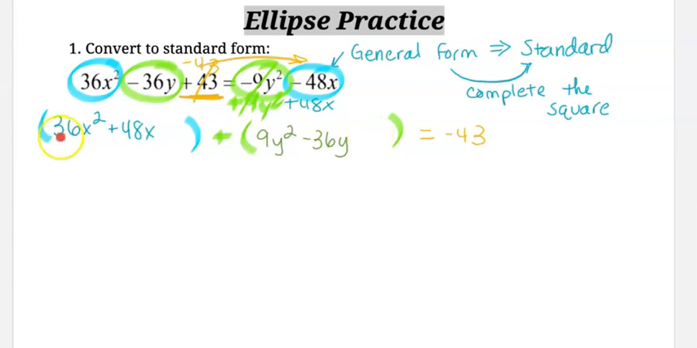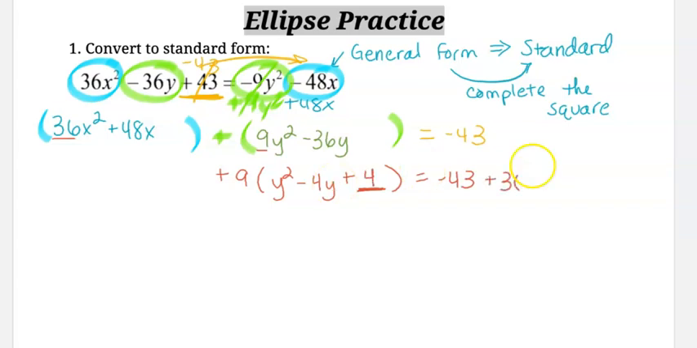I am going to take out any a values. So in the case of the y's, that's pretty straightforward because when I take out the 9, I get y squared minus 4y, and then I can fill in my blank with our C value, which is going to be 4. And so then I can add 36 from the 9 times the 4.